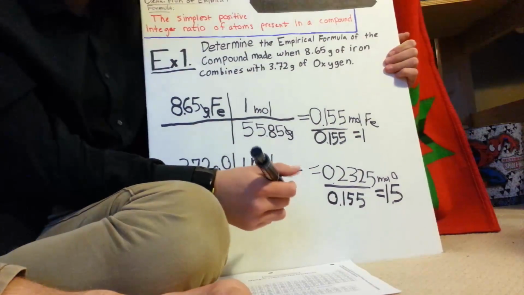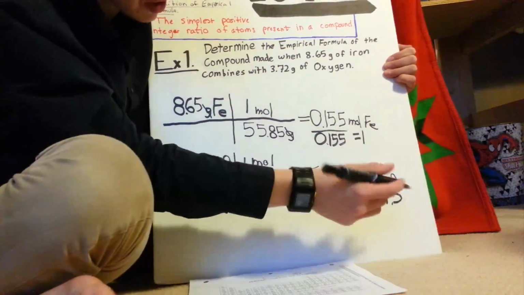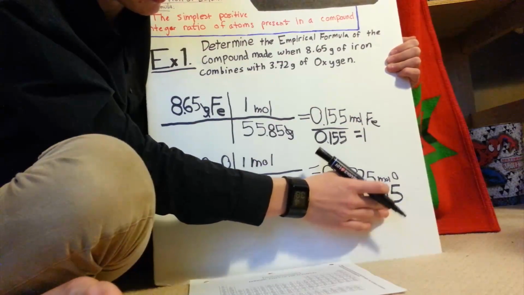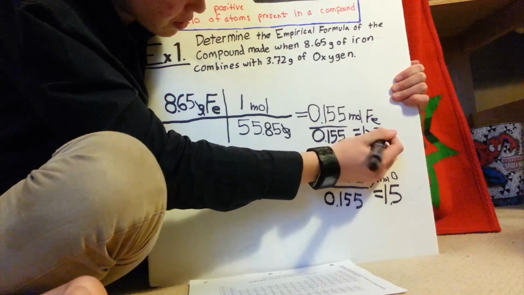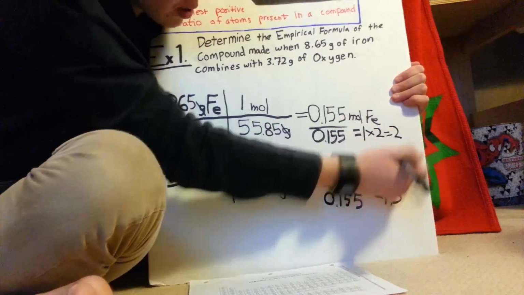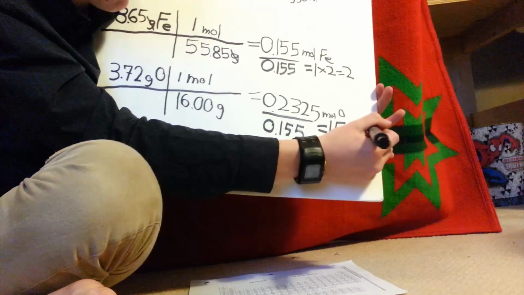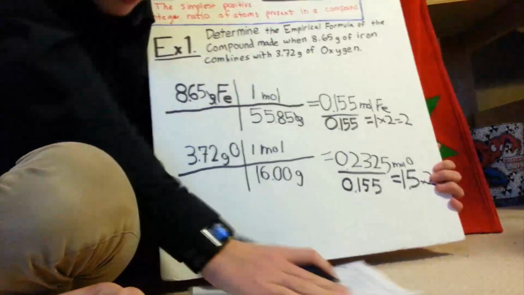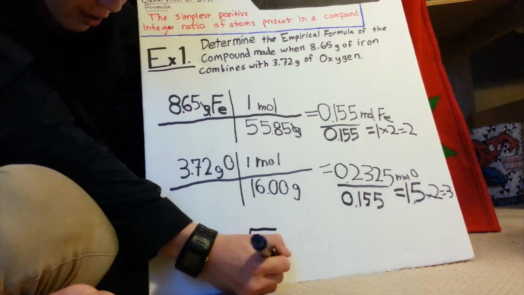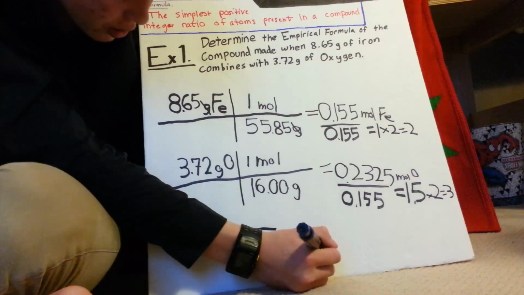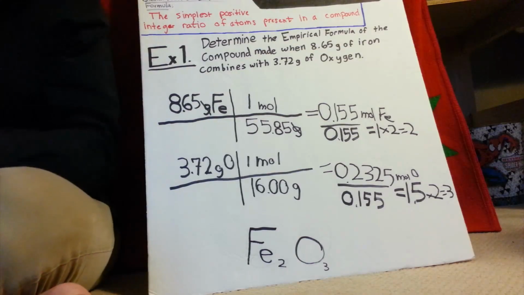But we're not done yet because you can't put a decimal or fraction into your final formula. So what you'll do is find the smallest quantity that you can multiply both of these numbers by so that they're both whole numbers. In this case it's 2. So you're going to multiply them both by 2. 1 times 2 is just 2. And 1.5 times 2 is just 3. And that makes our final empirical formula iron, or Fe, Fe2O3. And solving the empirical formula is as simple as that.